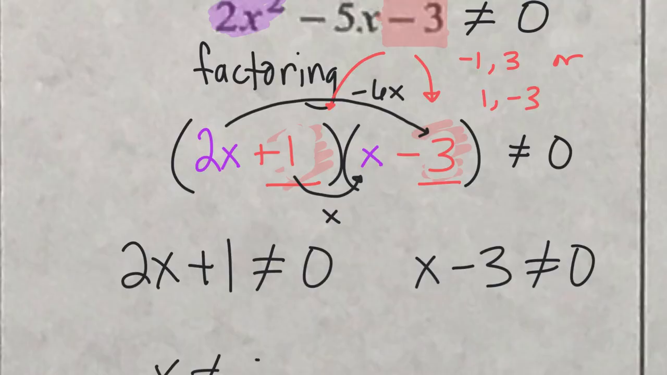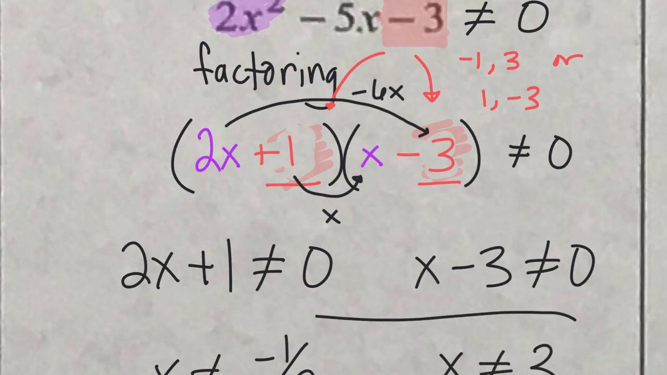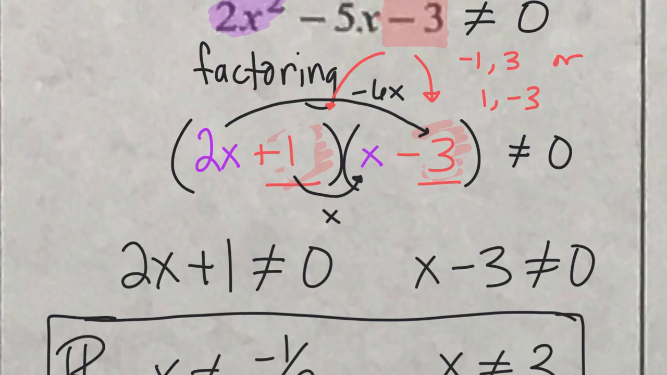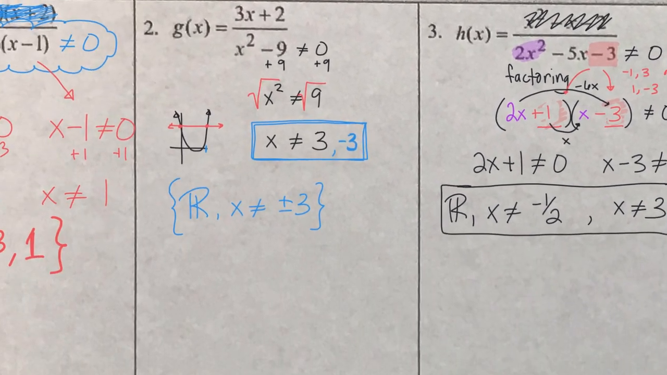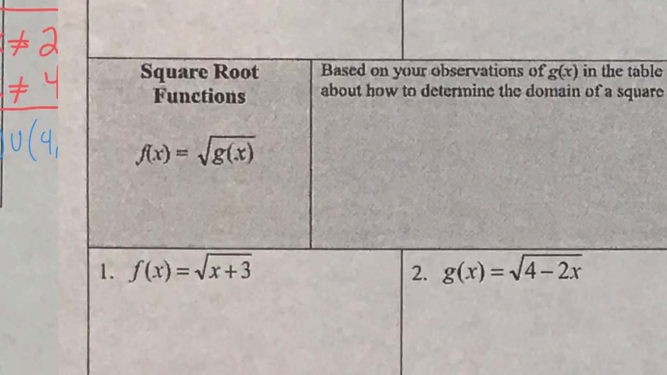So when we solve this, we get x can't be -1/2, and when we solve this, we get x can't be +3. So here are your two exclusions: any real number except for -1/2 or +3. So our other ones are the square roots.